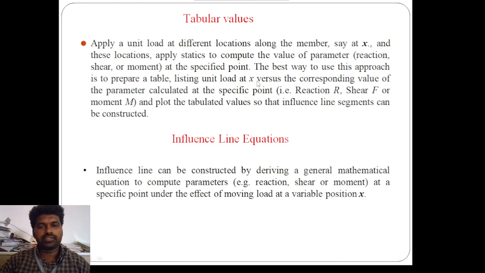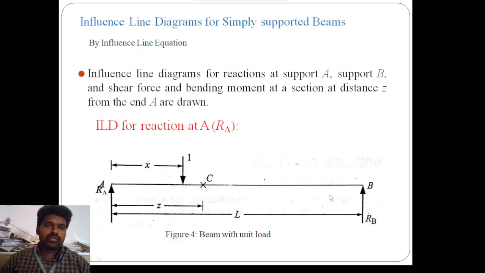List unit loads at X versus the corresponding value of the parameter calculated at a specific point, and plot the tabulated values so that influence line segments can be constructed. Influence equations: influence lines can be constructed by deriving a general mathematical equation to compute the parameters, for example reaction, shear force and bending moment at a specific point under the effect of a moving load at a variable position X. Influence diagram for a simply supported beam.